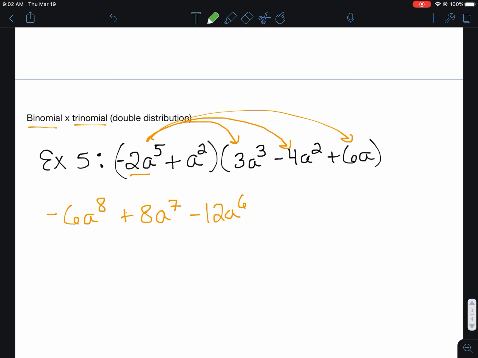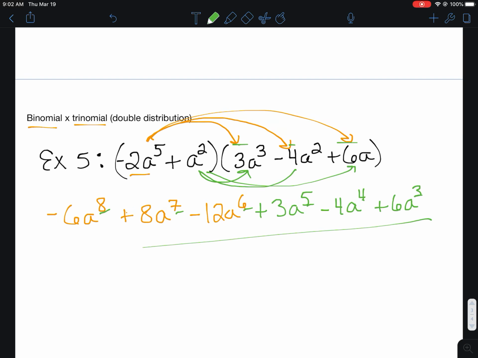So I took that first term and I multiplied it by all three pieces of the trinomial. And now I'm going to do it with the second term. So a squared times 3a cubed is going to be plus 3a to the fifth. A squared times negative 4a squared is negative 4a to the fourth. And a squared times 6a is positive 6a to the third. Now when I look at all the different exponents, this is 8, 7, 6, 5, 4, 3. None of them are the same, which means I can't combine any of these. So this is my full answer.